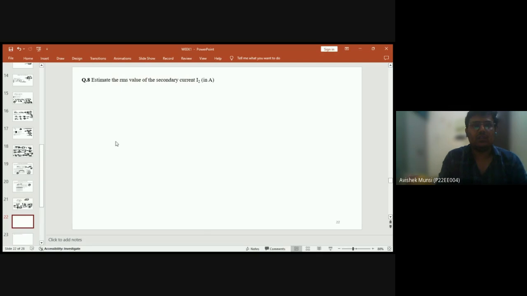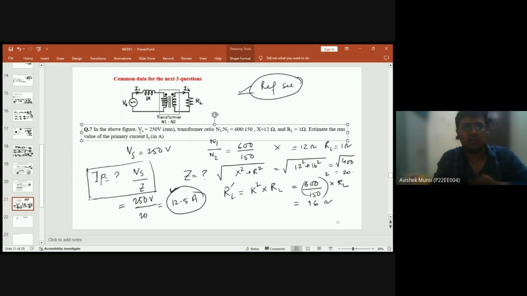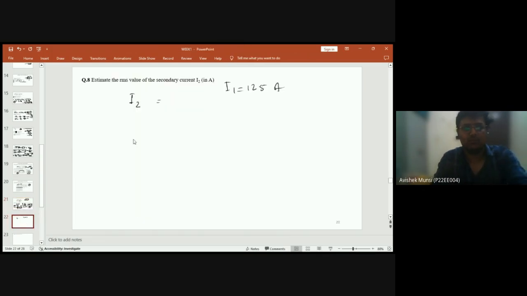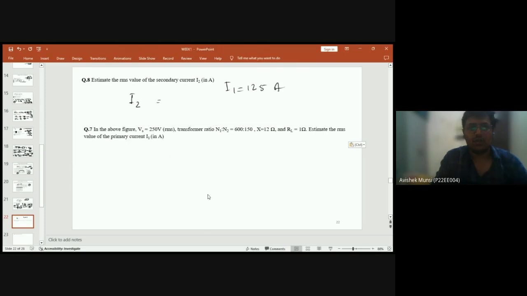Next part is that we have to calculate I2. This is easy. We have the value of I1, 12.5, and the rest of the data are here. So I think the value of I2 can be calculated by all of you. So I'm giving 2 minutes only.